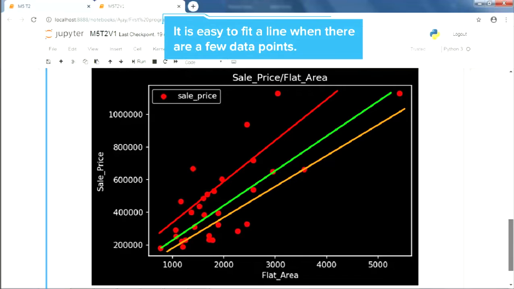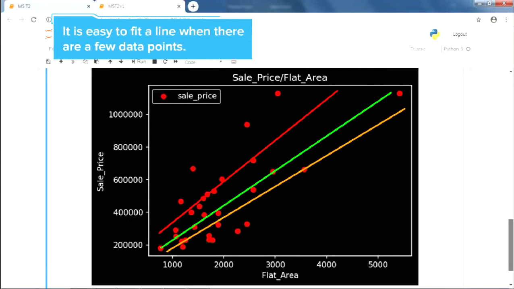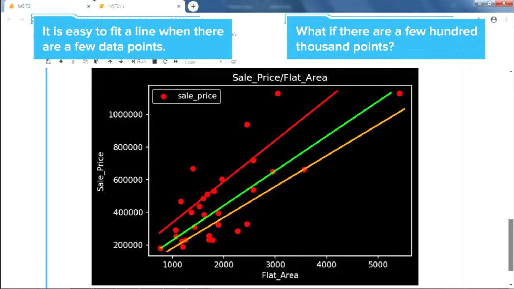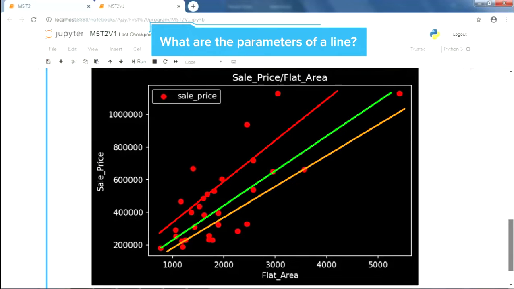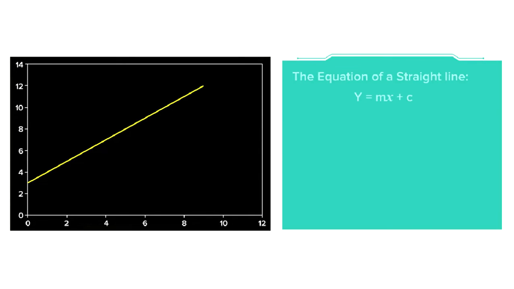Drawing a straight line to fit our data, or visually comparing different possible lines, is easy when you have only a few data points and even fewer input variables. But finding the line which will model the data in the best possible way with respect to a few 100,000 points and tens of input variables is not as straightforward. For that, we will first have to learn about the parameters of the line and how it behaves with respect to those parameters. We can easily recall the equation of a straight line from the high school days.